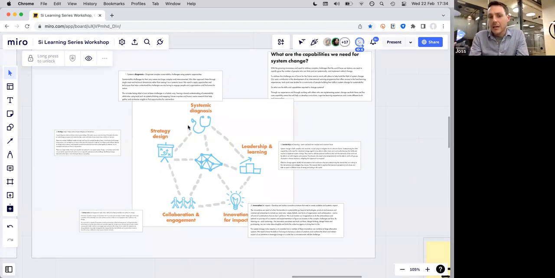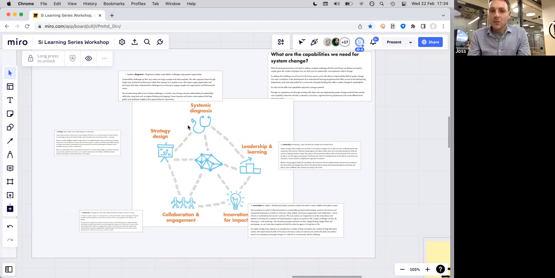And they think we need these 5 things in place. We need to diagnose the system so as to understand it. That's always going to be there. Leadership and learning: people to actually lead this change. Innovation for impact. Collaboration and engagement, we need to be developing that. And strategy and design for systems change.